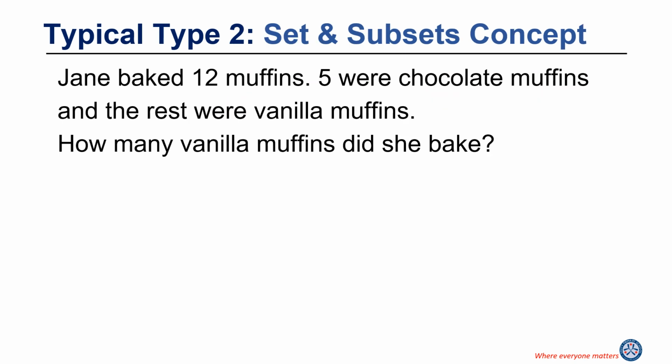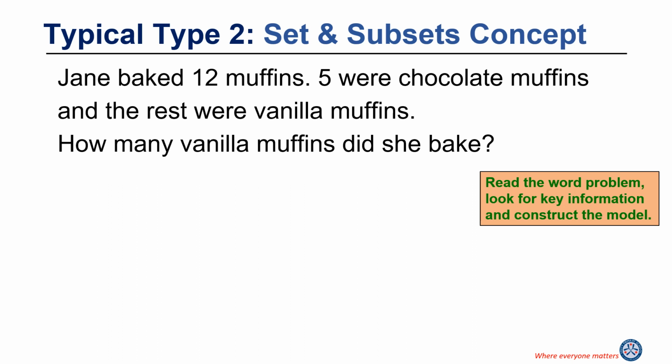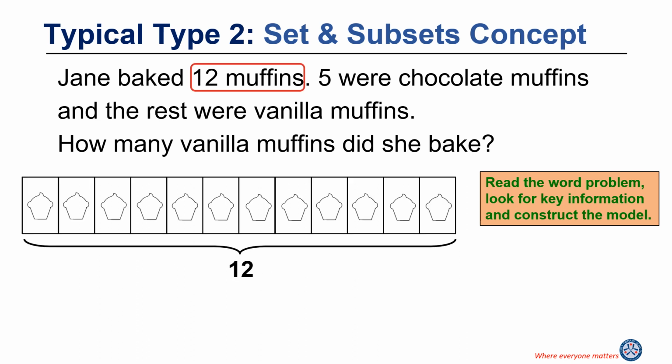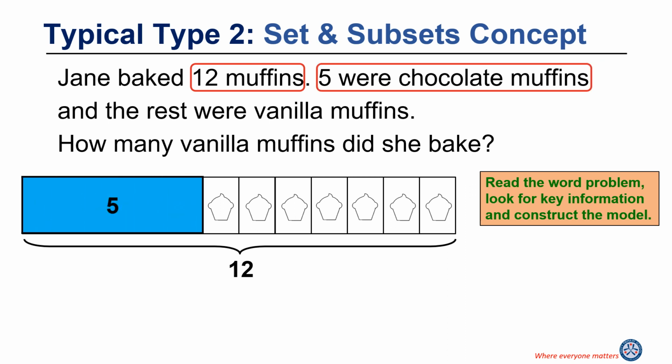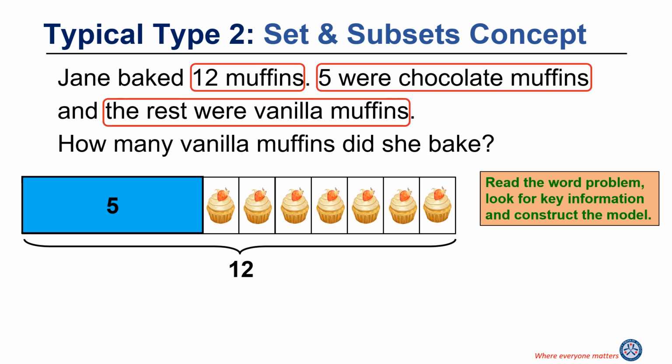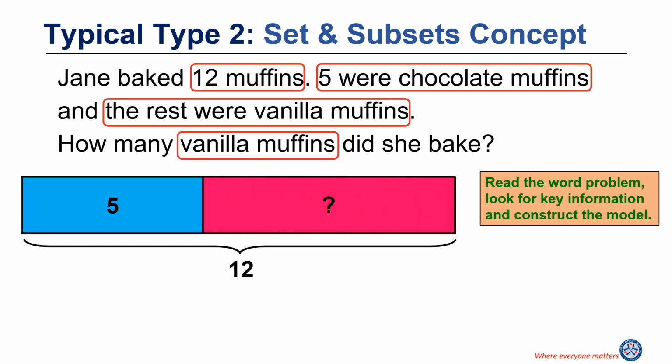Let's move on to another typical example of a word problem which illustrates the set and subsets concept. Jane baked 12 muffins. 5 were chocolate muffins and the rest were vanilla muffins. How many vanilla muffins did she bake? Let's identify the key information and construct the model. Jane baked 12 muffins. 5 were chocolate muffins. The rest were vanilla muffins. We need to find out the number of vanilla muffins Jane baked.